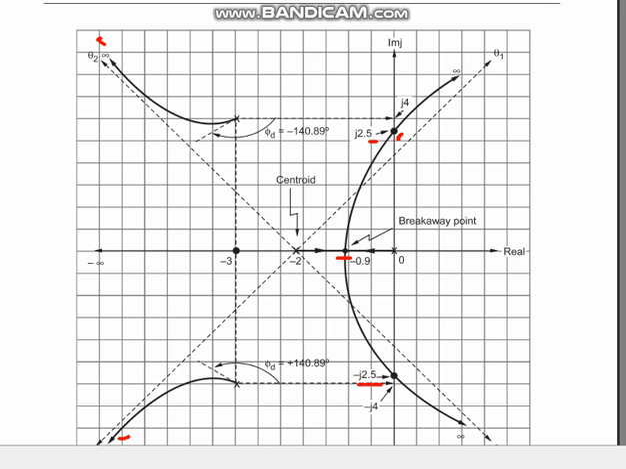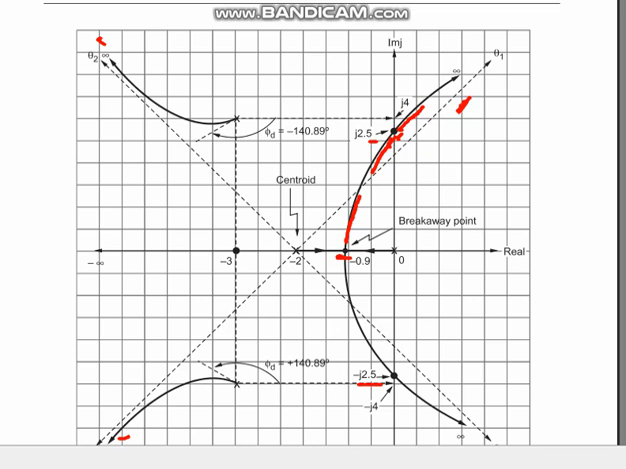Then afterwards, by using freehand, we have to draw the root locus branches from the breakaway point. It should cross the intersection point on the imaginary axis, and then afterwards it has to go along with this asymptote till infinity. So it should go parallelly till infinity.